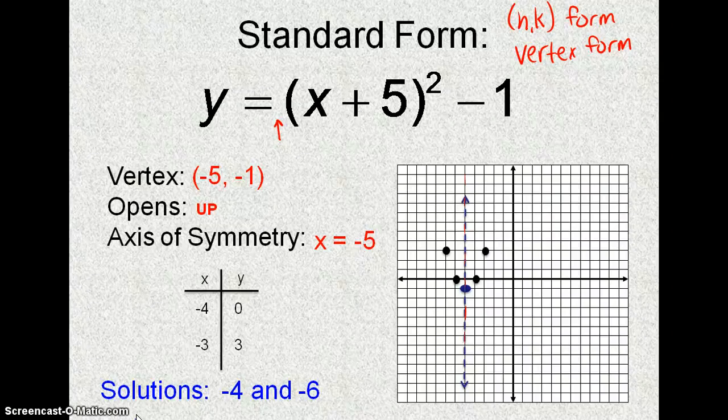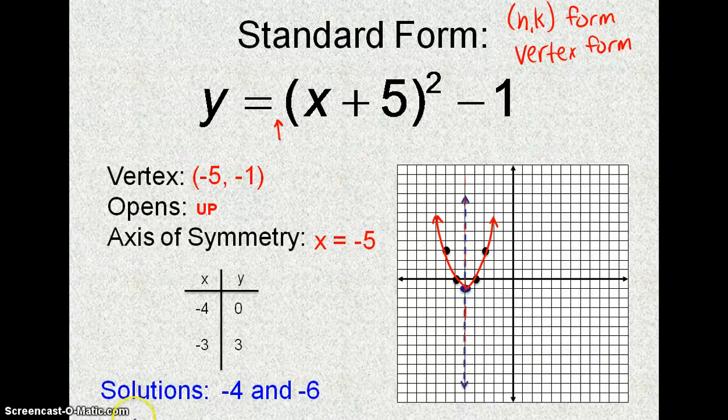Where does it cross the x-axis? So we can draw the graph in. Where does it cross the x-axis? At negative 4 and negative 6. So that's all you're looking for, is where it crosses the x-axis.